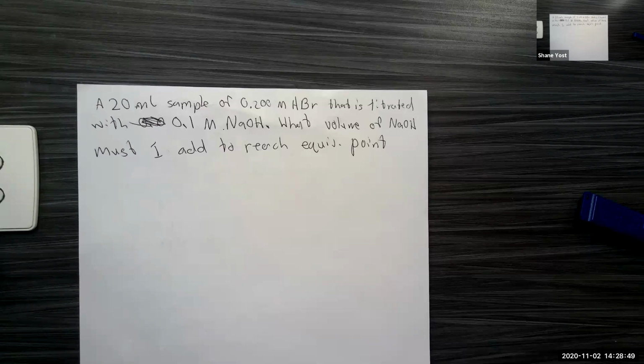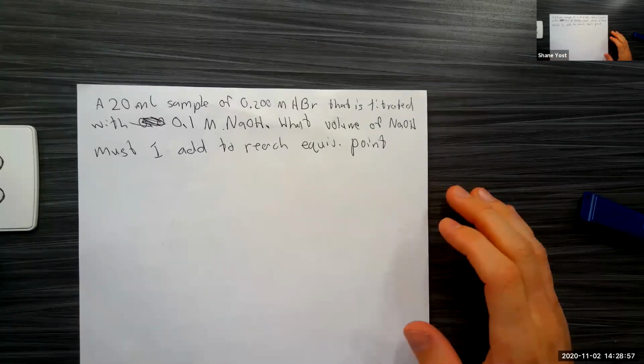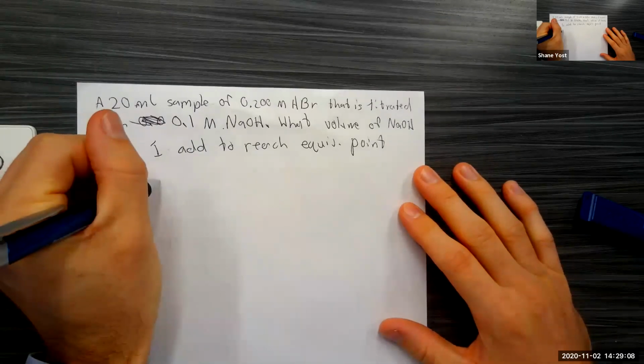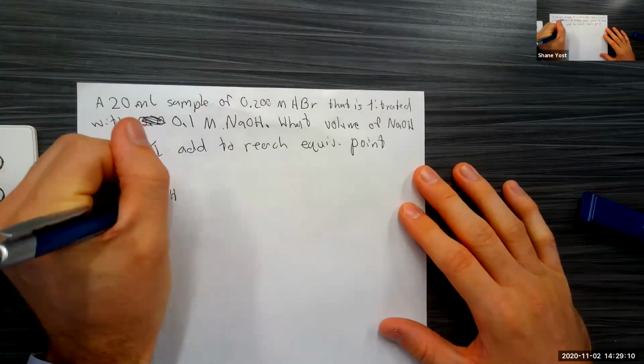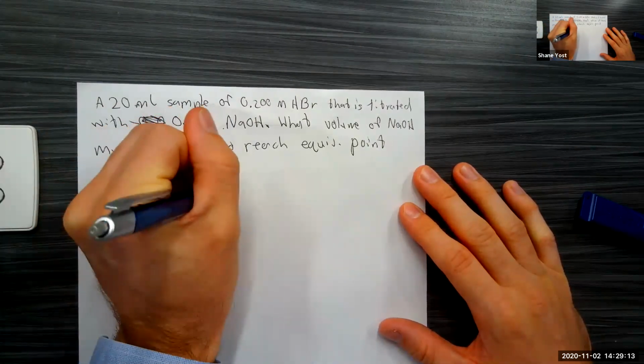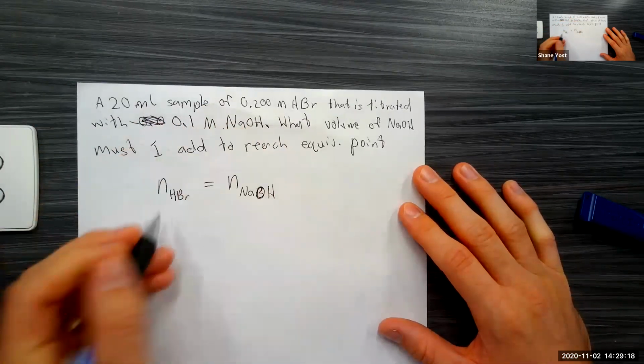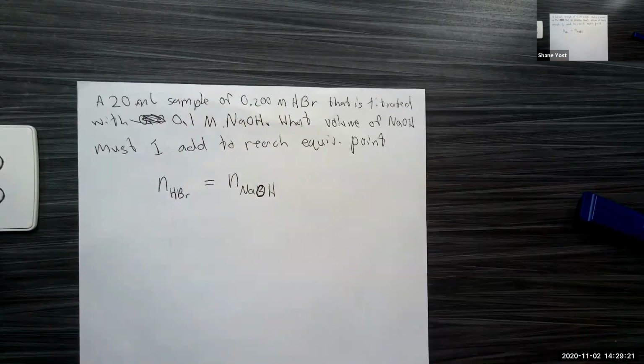Yeah, so the answer will be 40 milliliters. But if it's not easy to see that right away, again, the definition of equivalence point is what? When I've added equal amounts of base and acid, and specifically the number of moles of the acid equals the number of moles of your base, NaOH. That is the equivalence point. That is what it's defined as: when I have equal amounts of acid and base in solution.